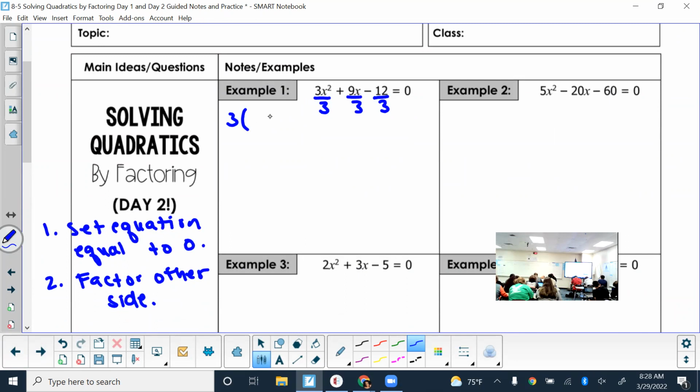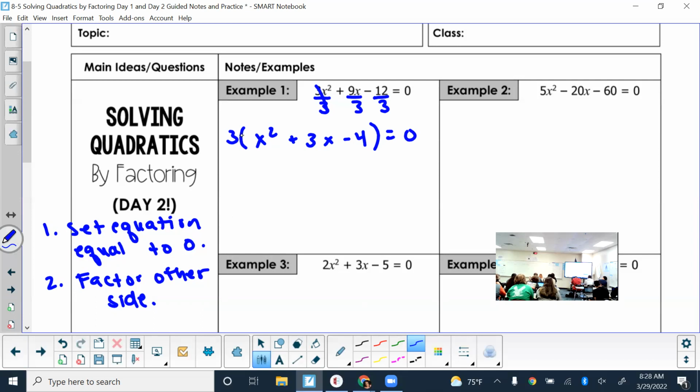So what will be my first term in the parentheses? Good, because the 3 would cancel. So x squared, what's 9x divided by 3? 3. What is negative 12 divided by 3? Negative 4, and that is set equal to 0 step. Now, sometimes you are done after the GCF step, but still check the parentheses.